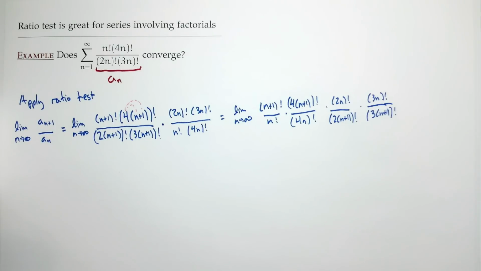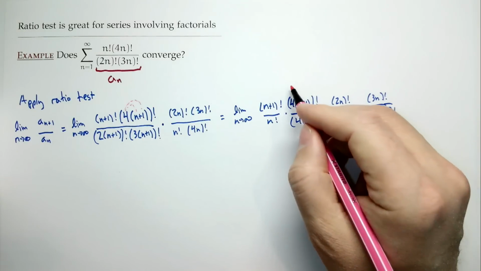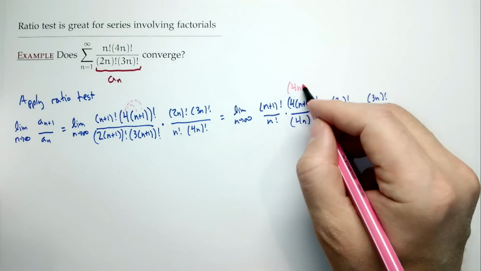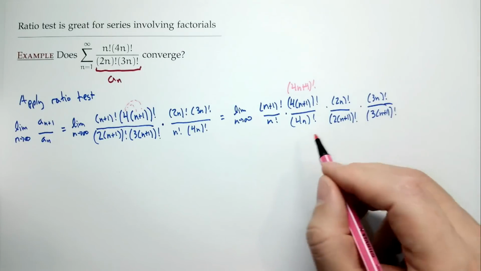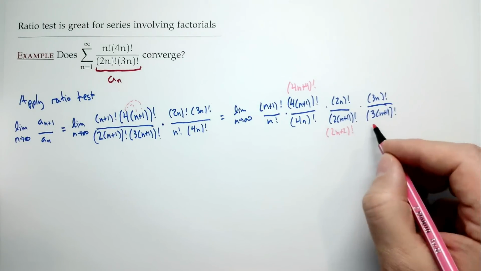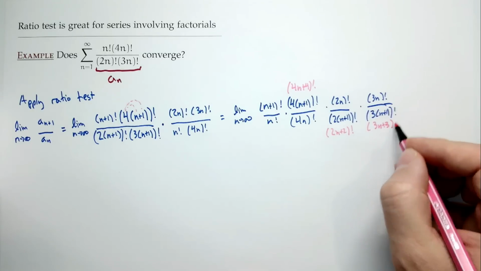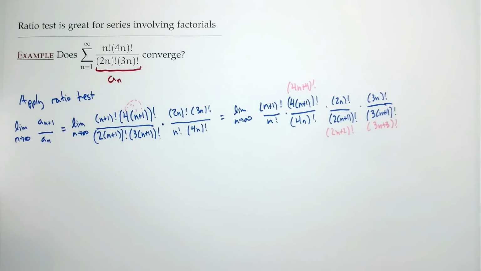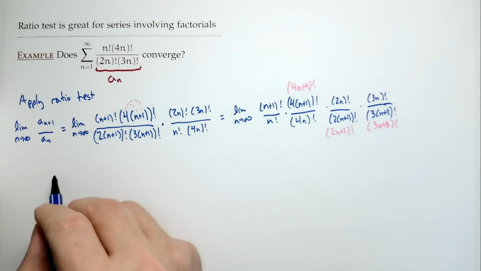Now, here's the next thing: we're going to remember that we can pull terms off. So, let's think about this. Now, we'll just make a couple notes here. This is really 4n plus 4. And this is really 2n plus 2. And this is really 3n plus 3. So that's for our reference. Okay, so here we go.